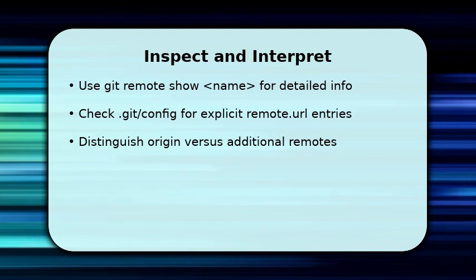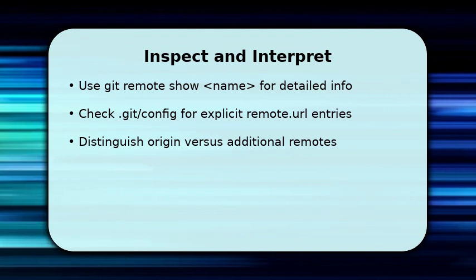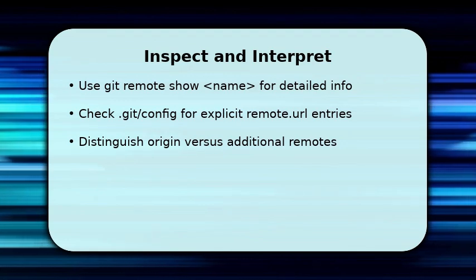If you need the exact stored value, open .git/config and look for remote "name" with url equals, because that is the authoritative setting. Also list git remote to see multiple remotes. Knowing origin versus additional names matters when you have forks or upstream repos to coordinate with.